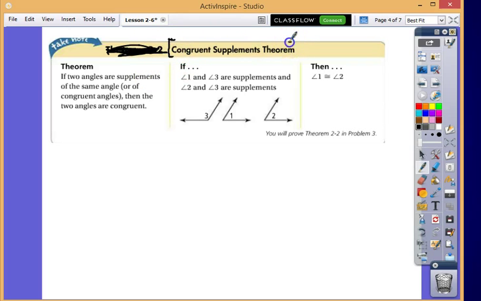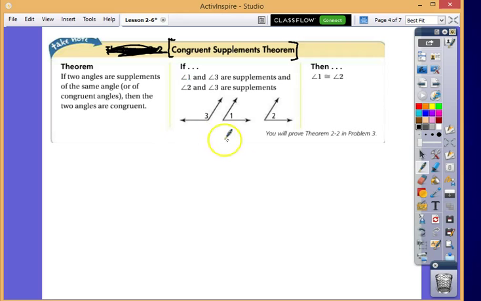Here's what I would put on the front of the note card. If it has a title, put the title. Congruent supplements theorem. All right. What the congruent supplements theorem says in words is if two angles are supplementary to the same angle, they will be congruent to each other. Or to even extend that out, if two angles are supplements of the same angle, or if they're both supplements to two other angles that are congruent to each other, then those two angles will be congruent.